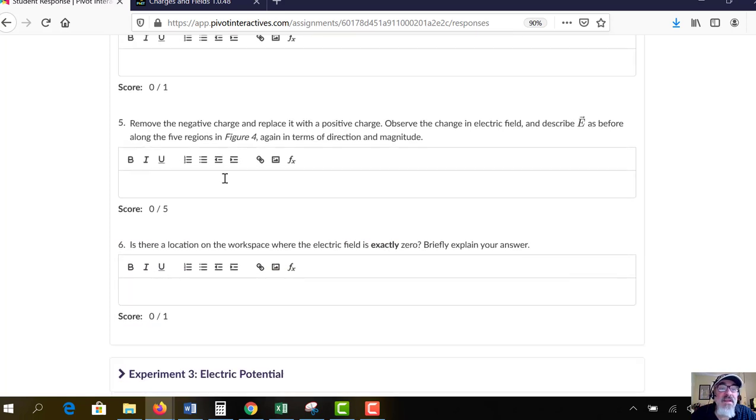Similar thing here. Remove the negative charge, replace it with the positive. So now you've got 2 positive charges. Do the same thing. Go through the 5 regions. Talk about what happens. And is there a place where it's 0?